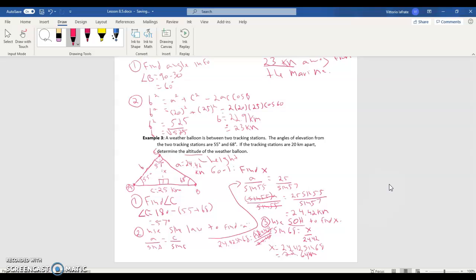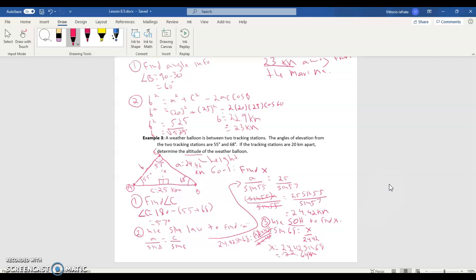So first we had found this angle to be 57. Then we went and found side A over here. And then using side A, we decided to find x over here. I'm just verifying my work because my answer seems to be a little bit off. Let me just double check one more time here.